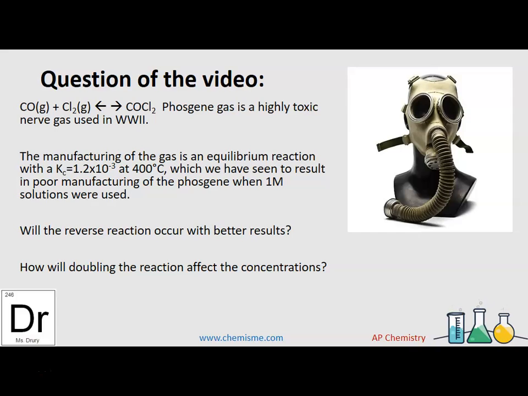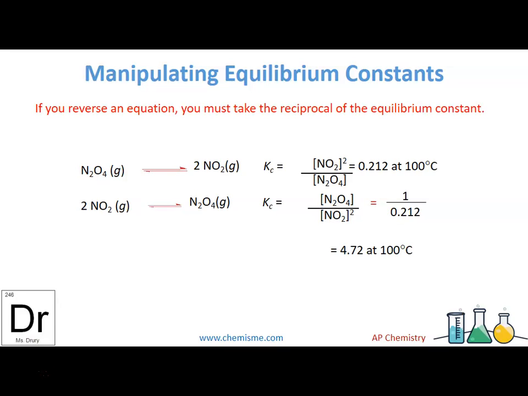With that reaction, it had a Kc value of 1.2 times 10 to the minus third, meaning that it was really reactant heavy. It doesn't really make a lot of phosgene at this temperature when we use 1 molar. Will a reverse reaction occur with better results? And what if we doubled the concentrations? Would that help at all? So maybe those are some of the things that people thought about the phosgene gas. We'll come back to that.